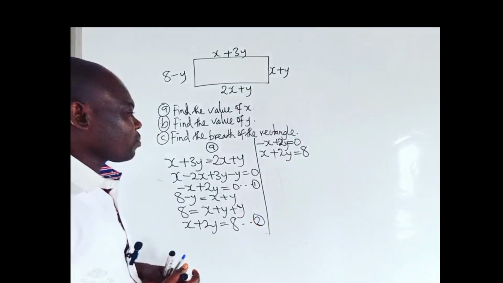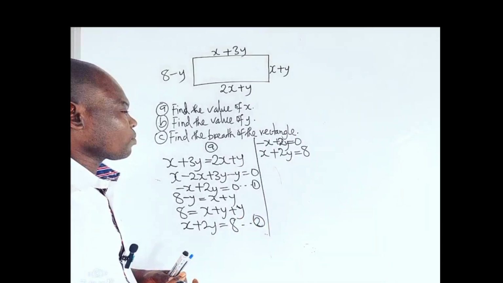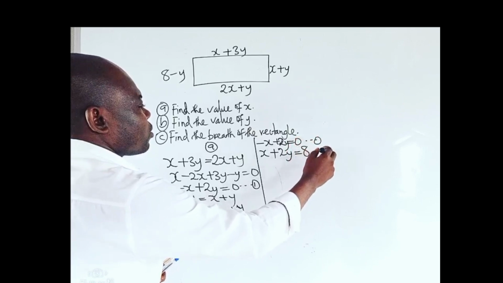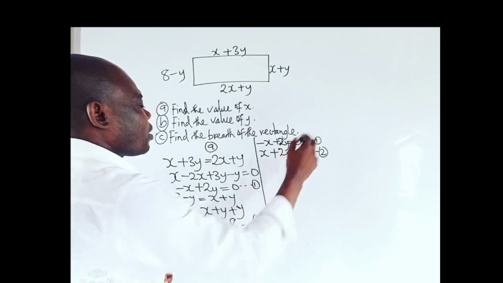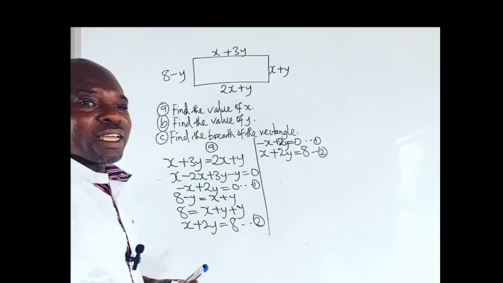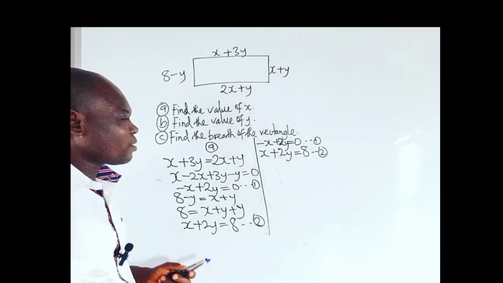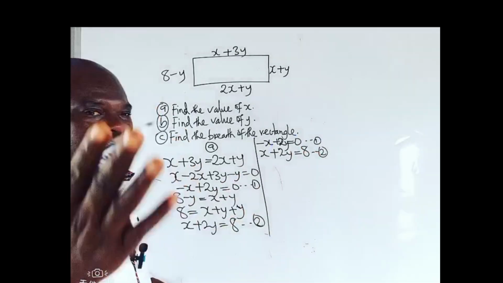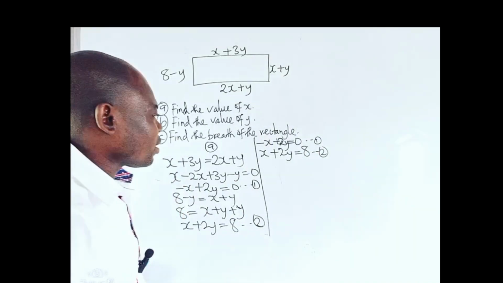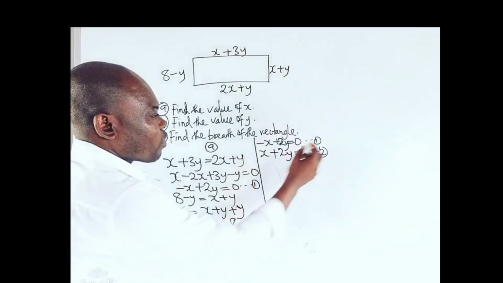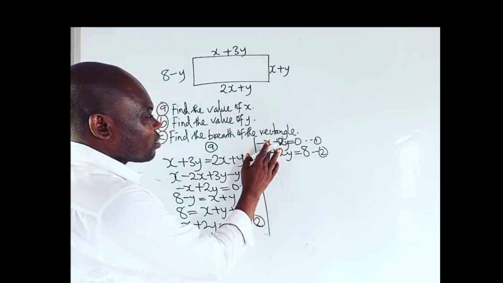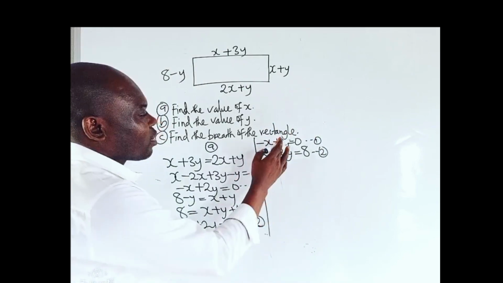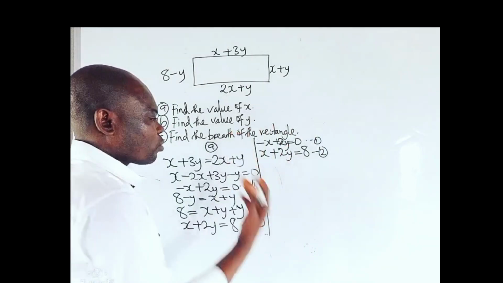All right, this is equation 1, this is equation 2. We can decide to use an elimination method, and when we are doing that, we subtract. Okay, let's use the substitution method so that we can resolve it easily. From equation 1, we make x the subject of the formula, or we make y the subject of the formula.